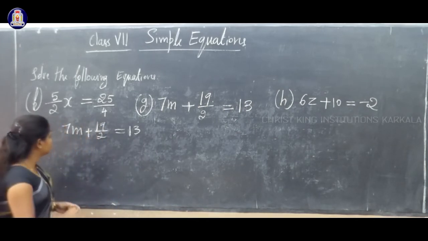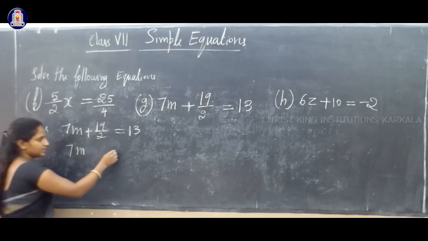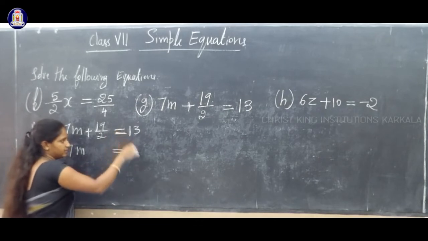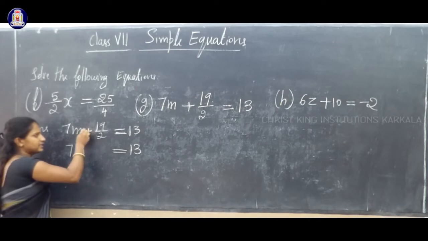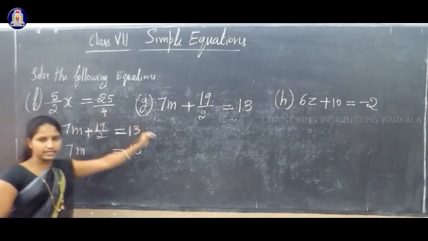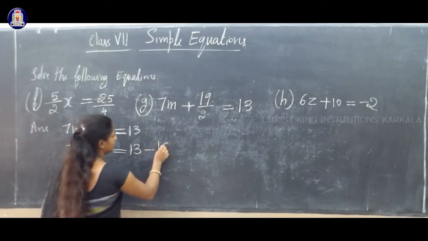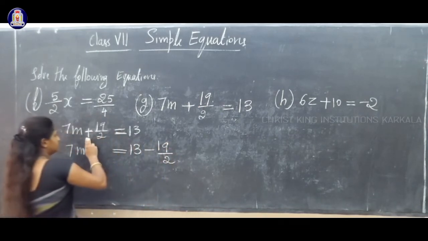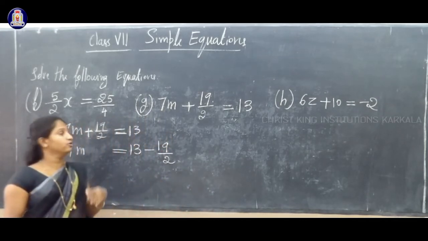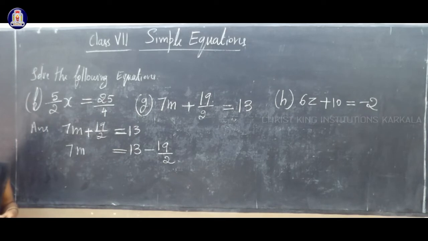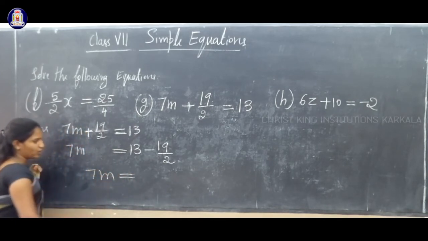So now, 7m will stay in the same place. So 7m is equal to 13. This plus 19 by 2 will go to the right hand side. So plus 19 by 2 will change into minus 19 by 2. Here the plus sign will change into minus.